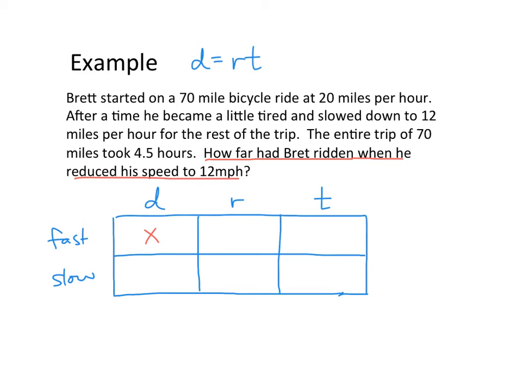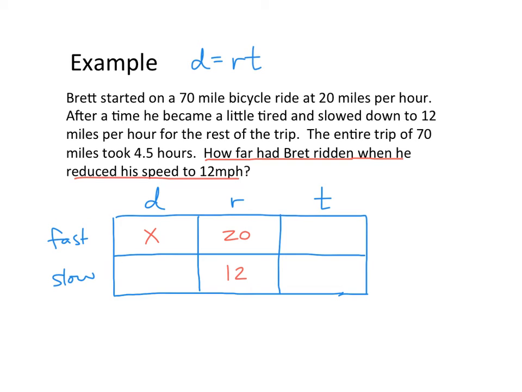And here's where we get to start filling in stuff. Okay, so if you read through this, one thing you know is he was going 20 miles per hour at that faster speed. That's a rate, so that's just straight up 20 there. Then he slowed down to 12, so that's the slow speed, that's 12. He went 70 miles on his bike. Well, that 70 miles was split up, and we don't quite know how it was split up. That's part of the problem.